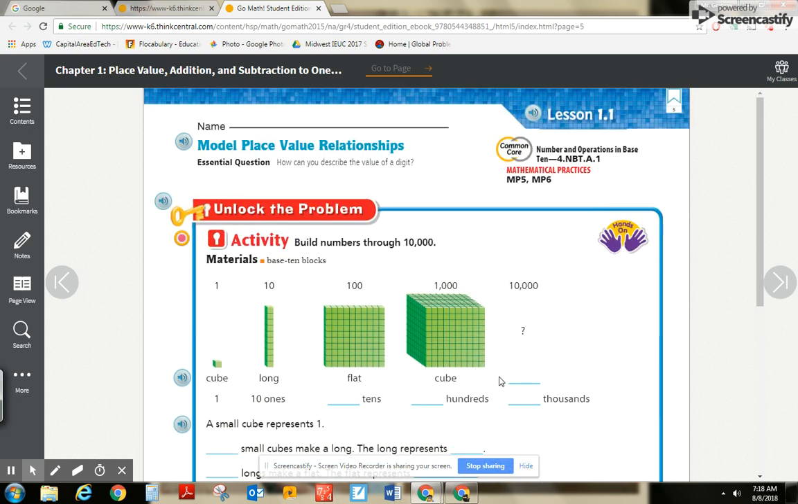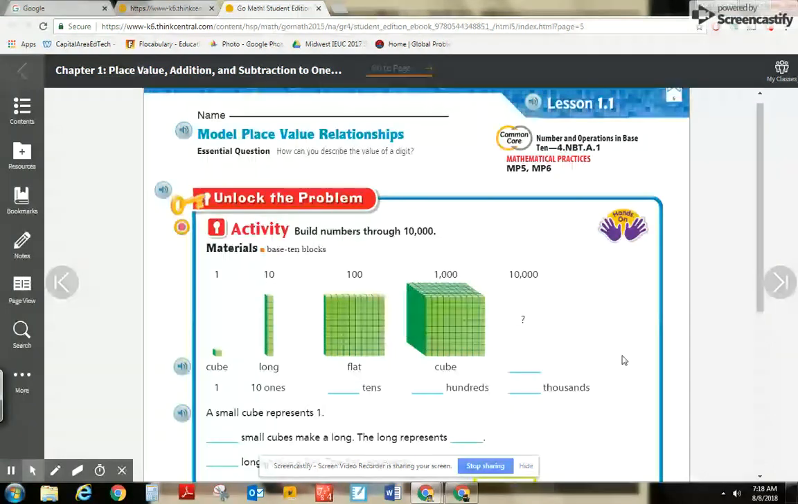Ms. Scribble here. So today we are going to be going through grade 4, chapter 1, lesson 1 in our Go Math curriculum, and it's model place value and relationships. We're really going to be looking at the relationship and the value of the different digits in numbers.